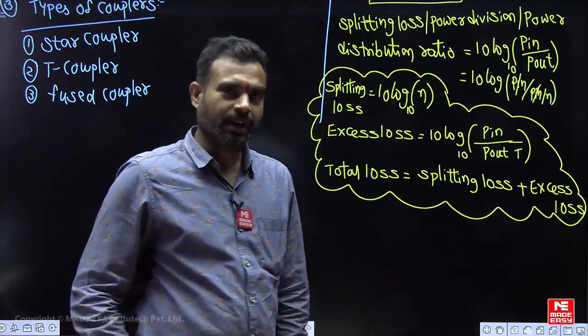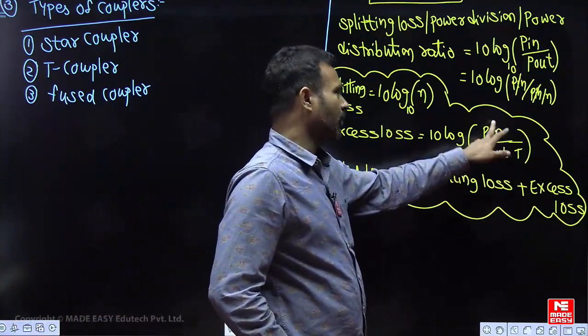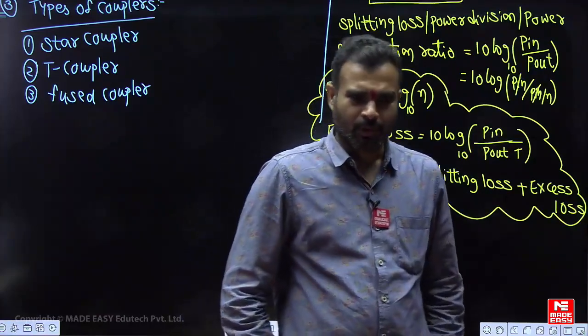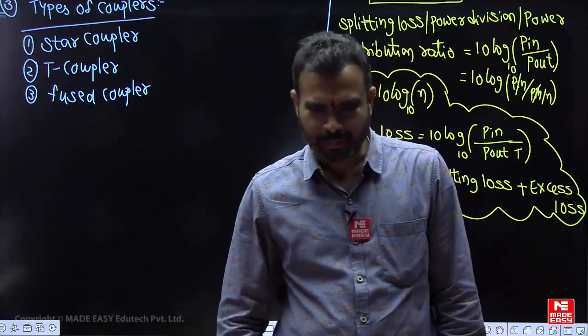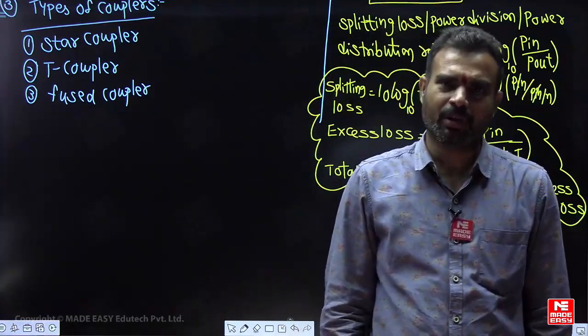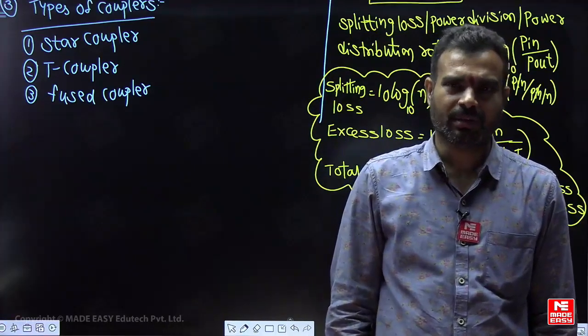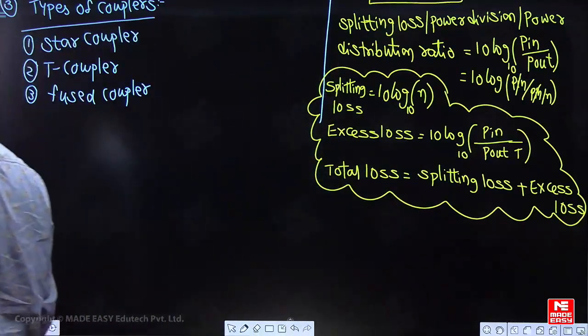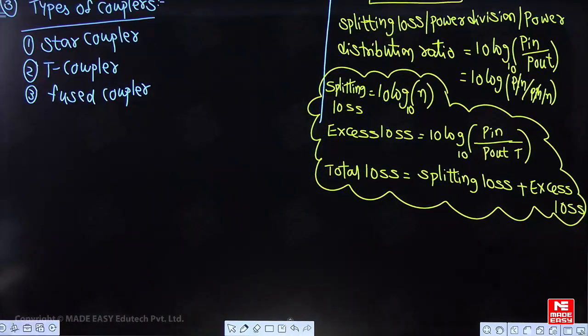Excess loss is a combination of total output power upon the input power also we can tell, because loss can be represented either as P in by P out or P out by P in. So there is no problem regarding that.